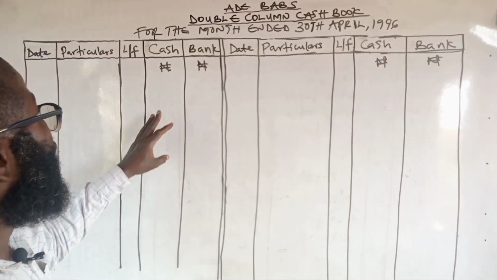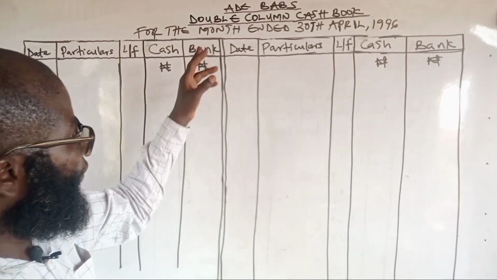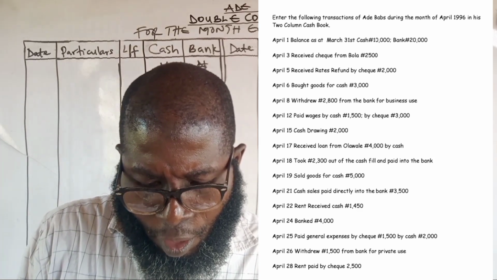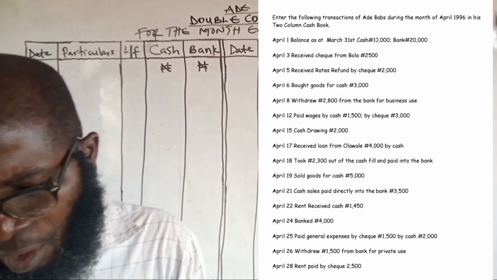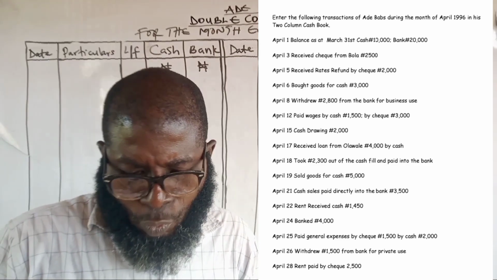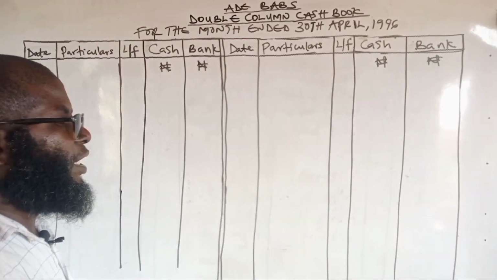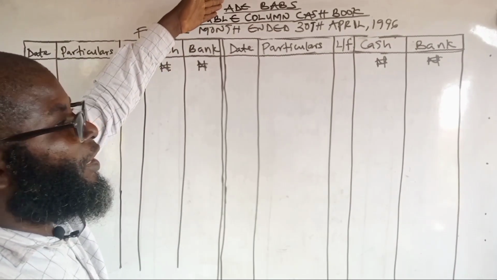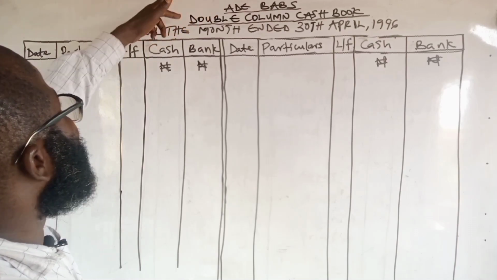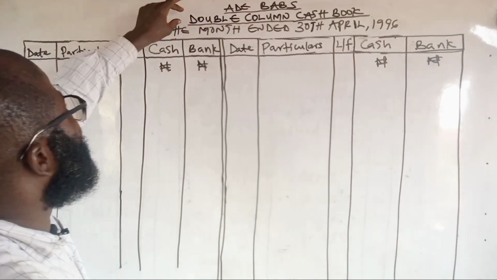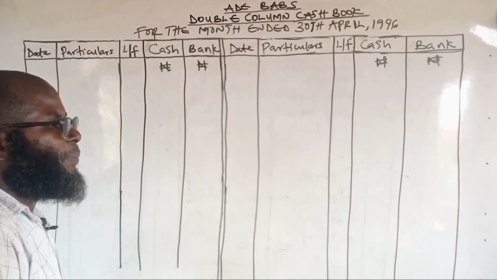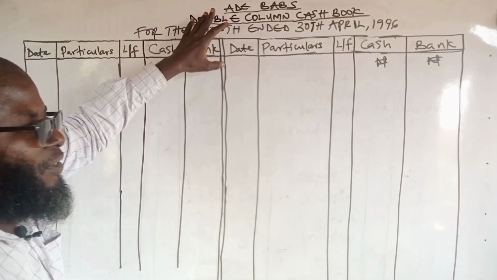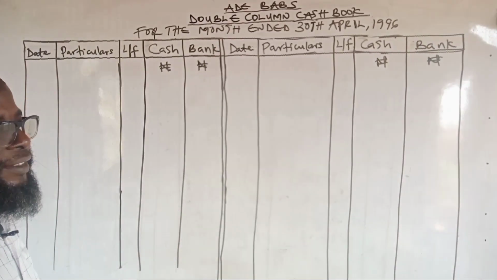This is the format for the double column cash book. As you can see from the above, the question goes thus: enter the following transactions of Adebabs during the month of April 1996 in his two-column cash book. As I normally say, anytime you want to prepare your accounts, you have to put the name of the owner of the account, then followed by the type of account you are preparing, then the year you are preparing the account. You have to indicate these three. This attracts marks as well when you are writing your examination.